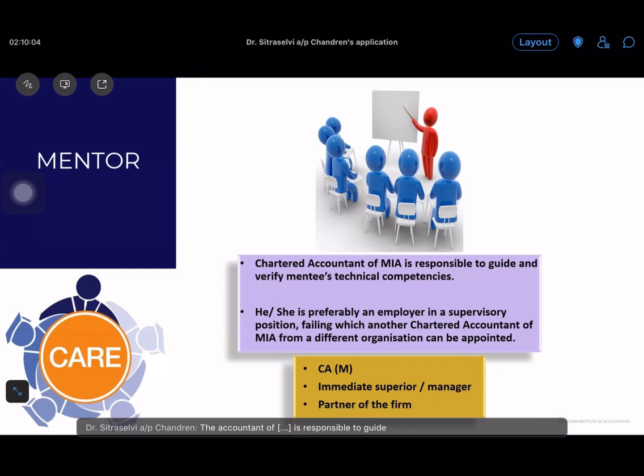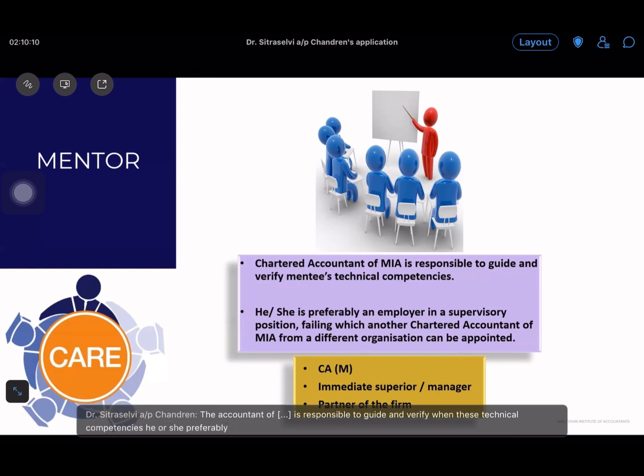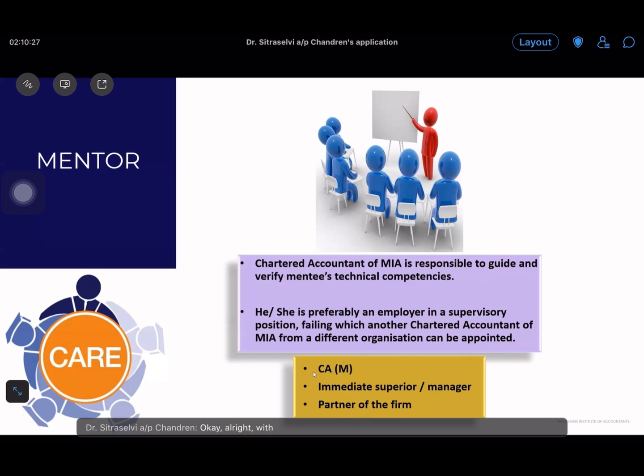So the mentor, as stated here, is a Chartered Accountant of MIA responsible to guide and verify mentees' technical work competencies. He or she is preferably an employer in a supervisory position. So it can be your supervisor, your manager, your executive, or a partner if you're in an audit firm. The mentor must be a member of MIA.